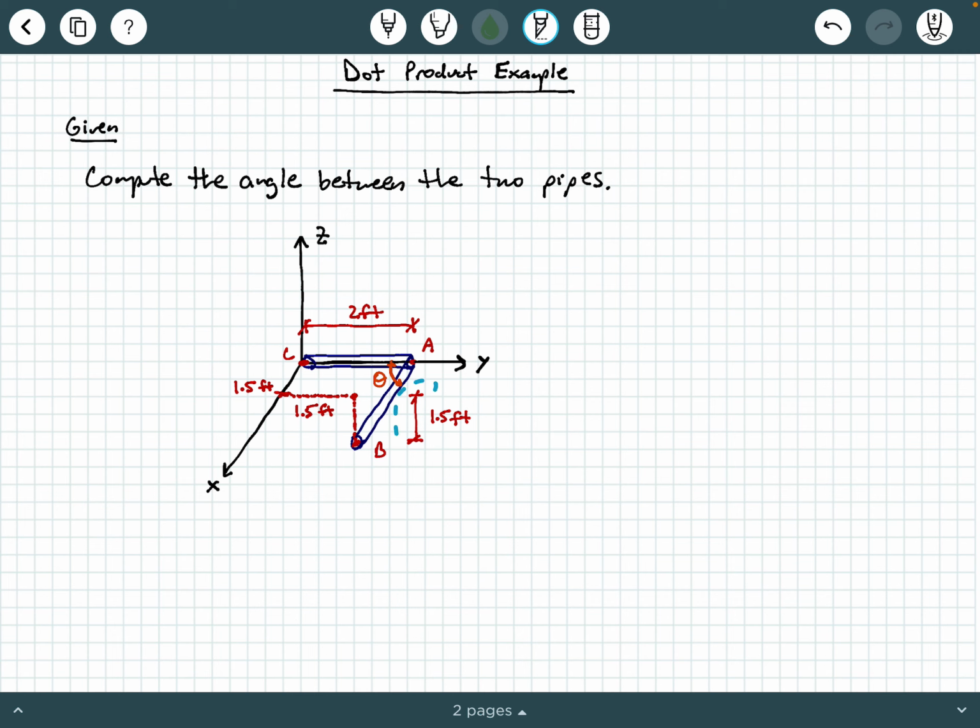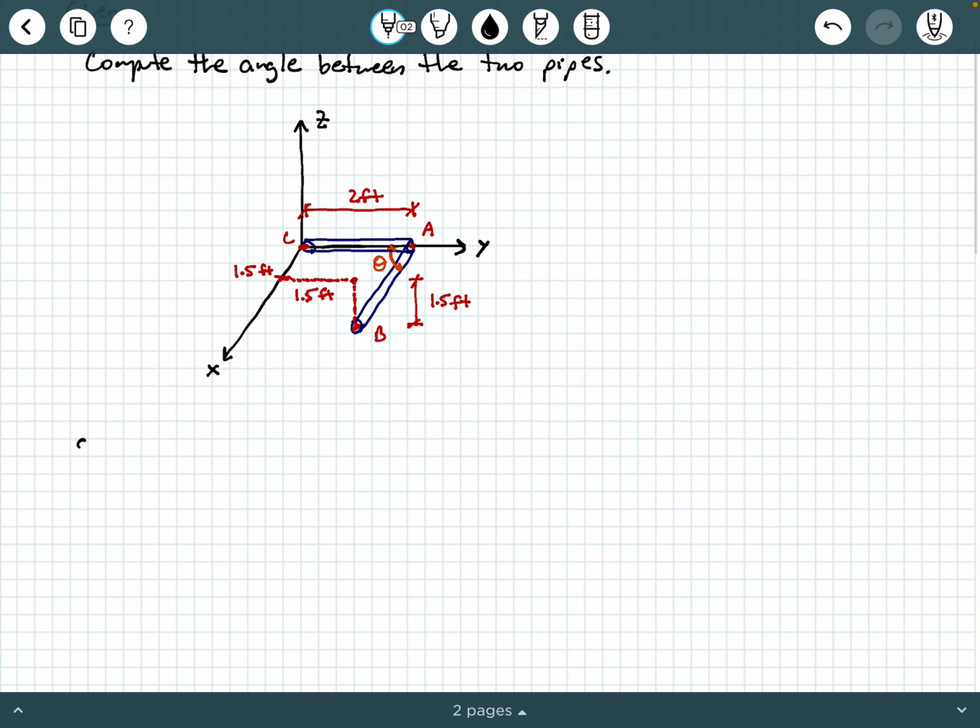And again, this 1.5 feet is a Z dimension, which is the distance from the XY plane down in the negative Z direction to point B, which is the end of that segment AB, okay? So what we're looking for is this angle theta in between these two pipes. So how do we get that? Well, that's where we use the dot product, okay? So let's go ahead and write solution.